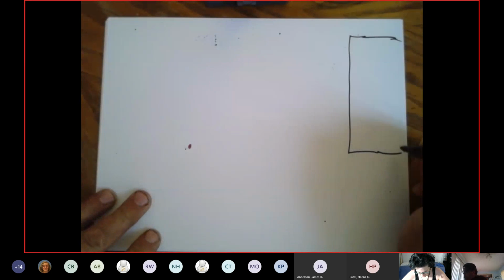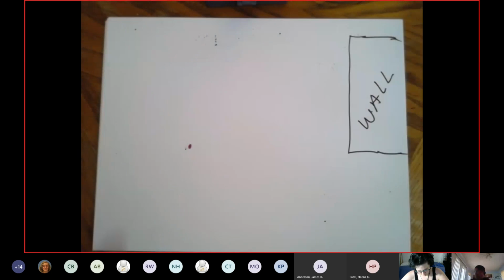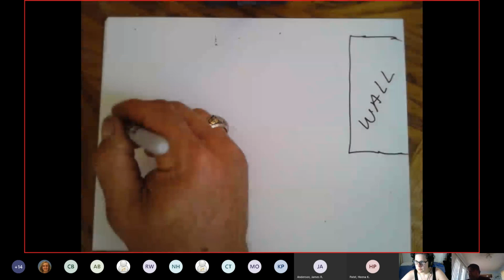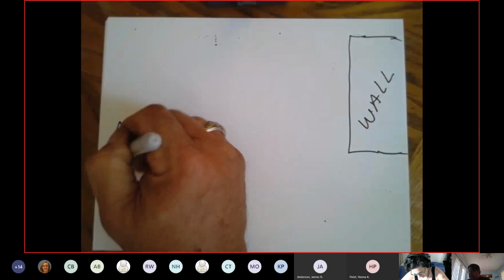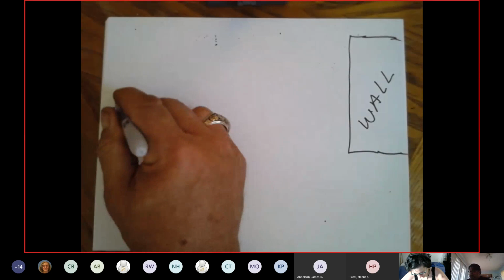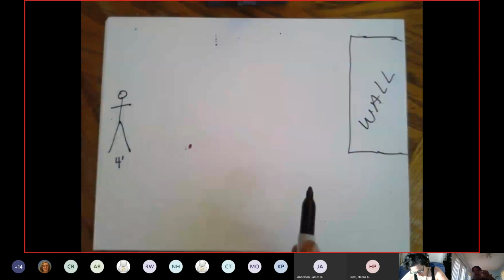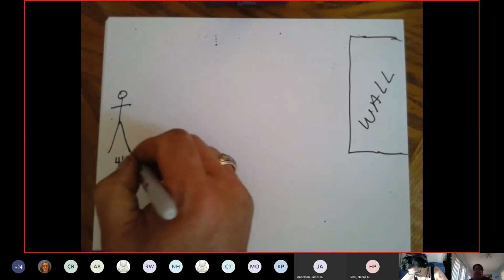You've got a wall right here. I'm going to erase this wall. Okay? You've got a wall right there. And I tell you, let's say that you've got a stride of 4 feet, and I want you to make a step toward that wall. And each step must be half of the previous step.